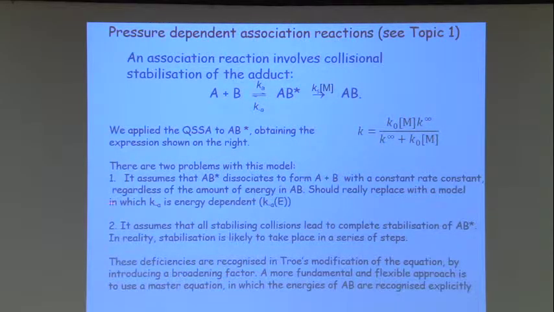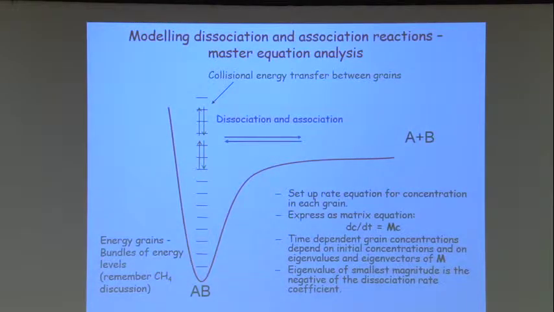And the other is that it assumes that stabilization occurs completely from AB star to AB. So you remove all the energy from AB star. But what happens is it actually happens in several steps. So these deficiencies are recognized in the Troe modification that we talked about. But really, it would be good to have a more fundamental and flexible approach. And that's what's provided by this master equation model.